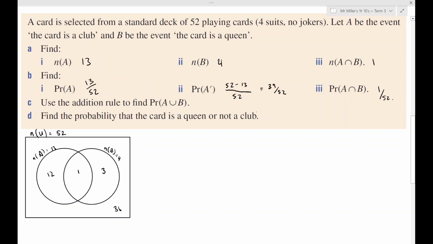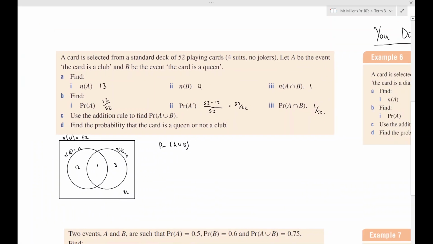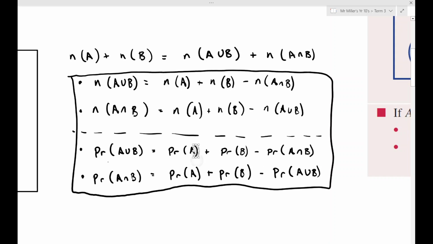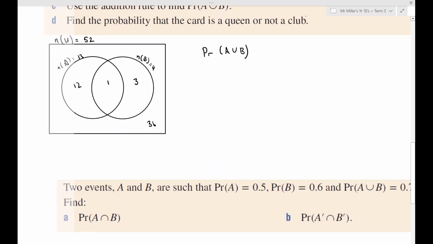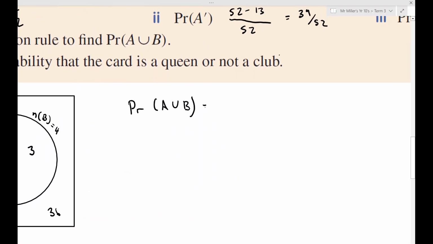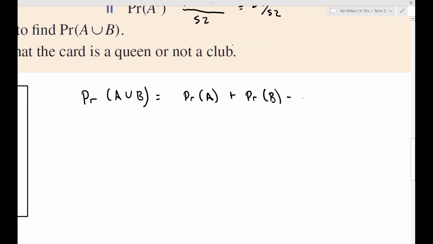Okay, so use the addition rule to find the probability of A union B. Hopefully you remember, where you watched the notes video, you saw that the probability of A union B was the probability of A plus the probability of B, subtract the probability of A intersect B. So probability of A union B, let me just write it out in full. So probability of A plus the probability of B minus the probability of the intersect of those 2 sets.